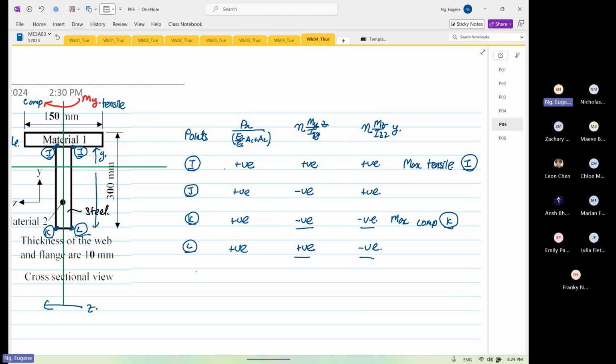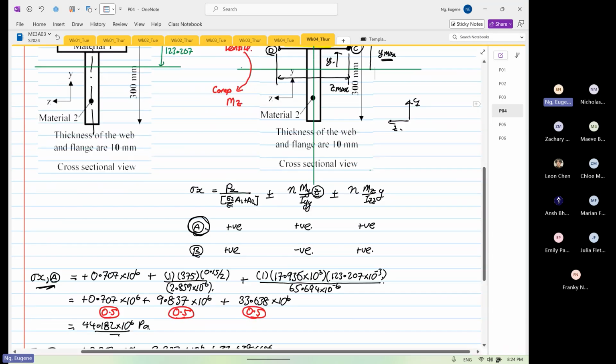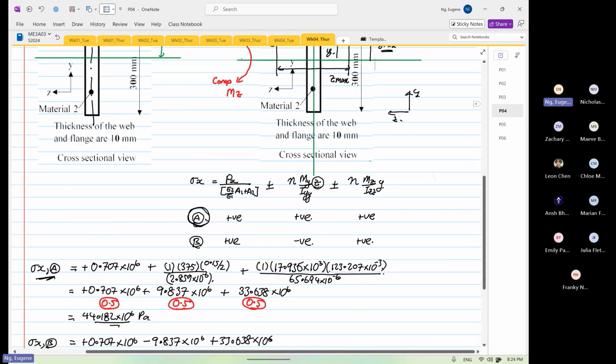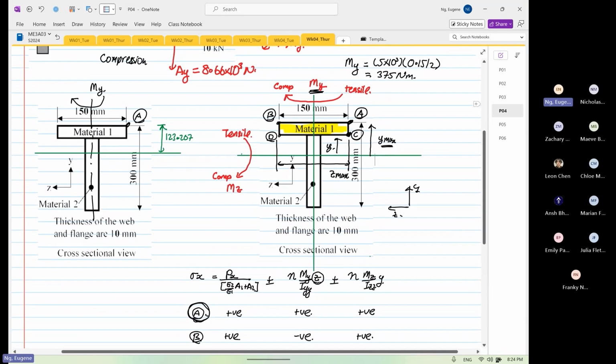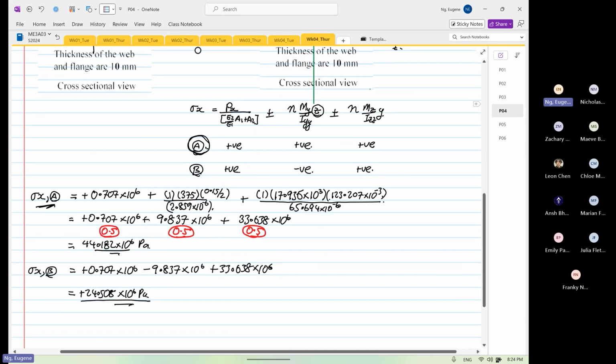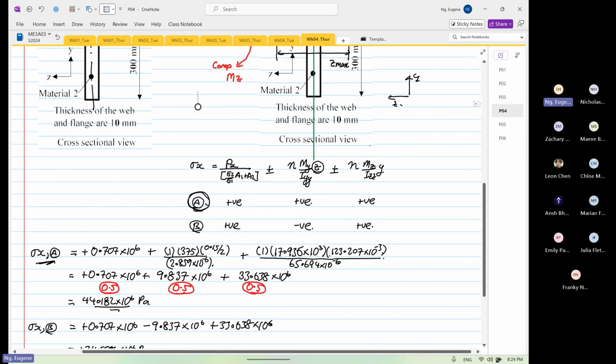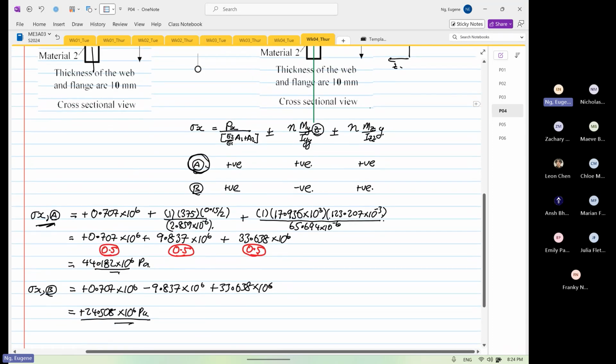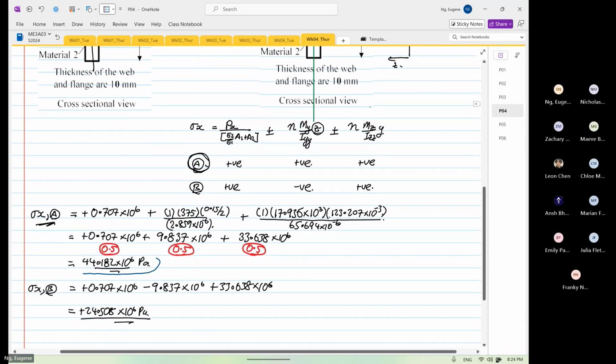Will have the maximum what? Maximum compression, right? So the question asks for maximum stress. Okay, down here you have tensile compression. When we were dealing with brass, we will get only maximum tension. If we look at point A and point B, they are both maximum tension.